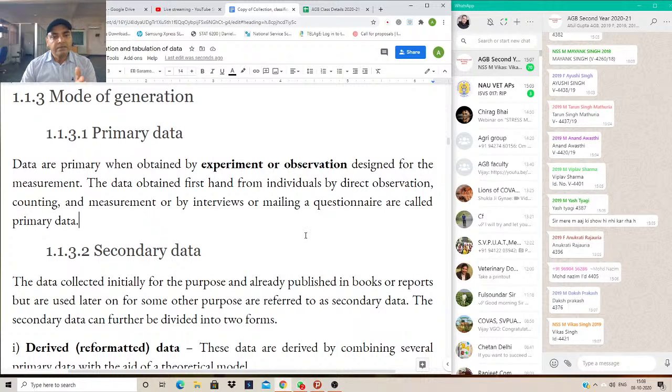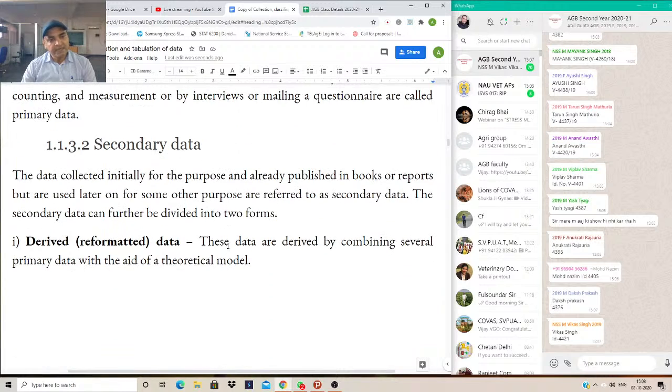That is directly the first hand data available with the individual. Either you observe it, you count it, you measure it, or you conduct interviews, or you just disseminate the questionnaire and collect the primary data. So these are the different methods of generating data, and such data which is first hand is known as primary data. Now comes your secondary data.